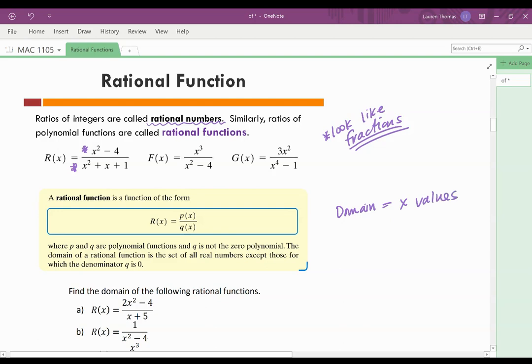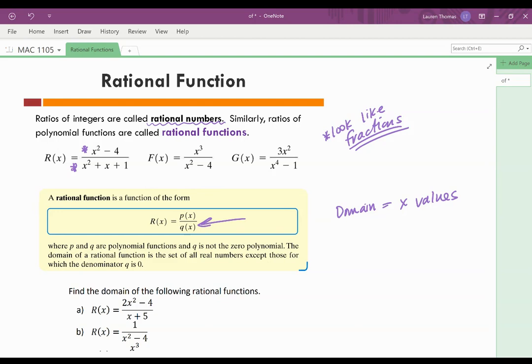So when they're asking you to find the domain of a rational function, they're asking which x values you can plug into the denominator and not get a 0. We have to keep that in mind. Remember that the domain for polynomial functions was all real numbers. So this is a major difference between rational functions and polynomial functions.